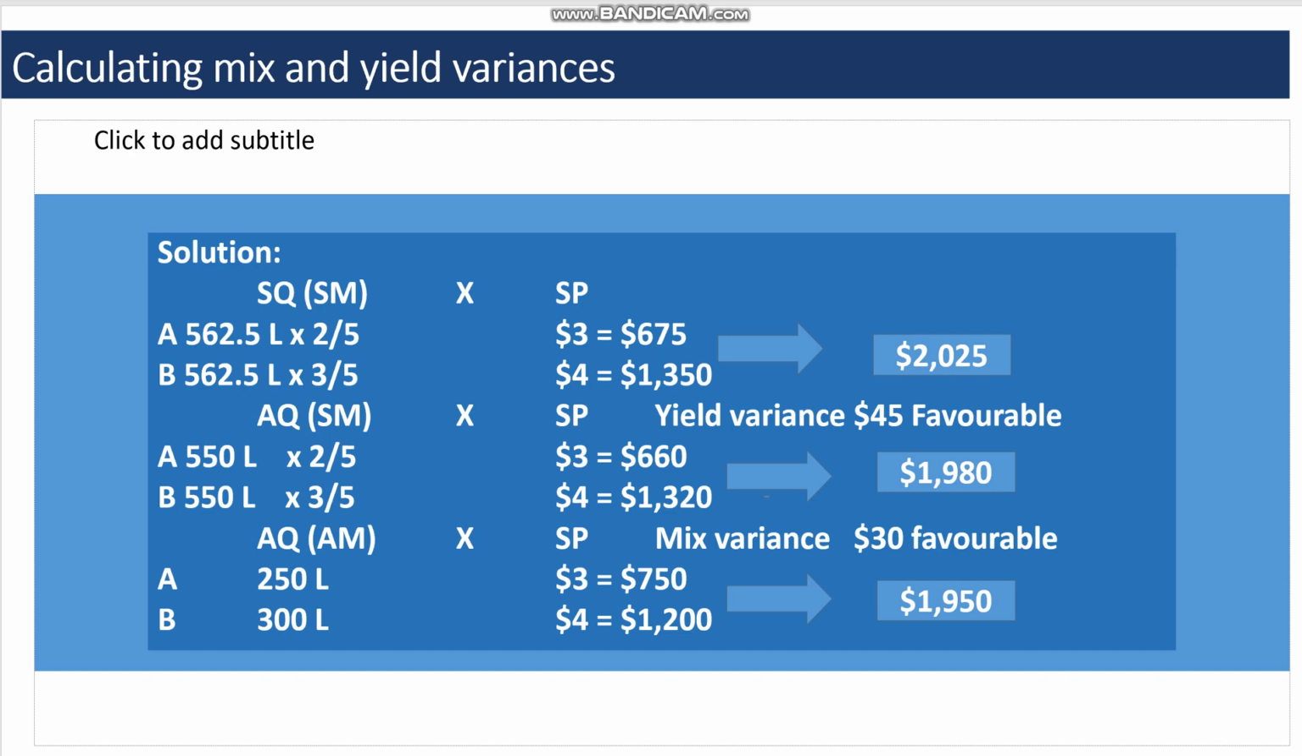Why is the mix variance favorable? Simply because they used a little more of A by removing some of material B. So material A has replaced a little bit of material B, and as material A was cheaper, that's why it gave us the favorable mix variance.